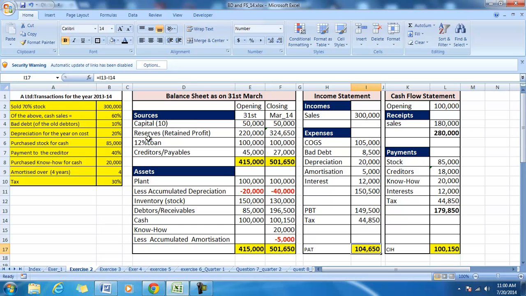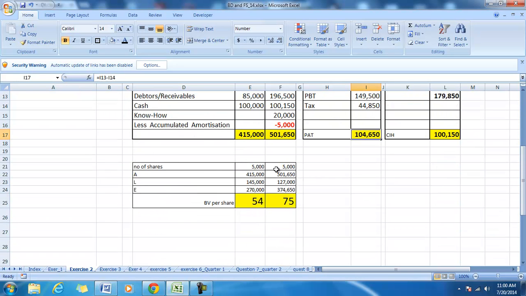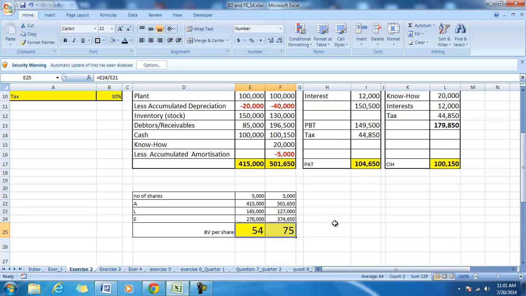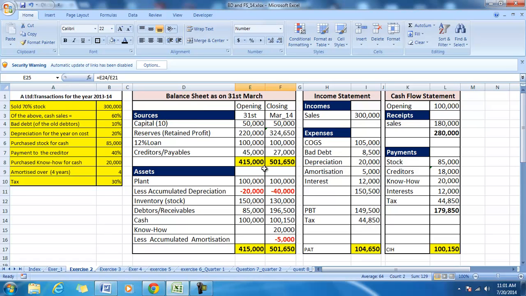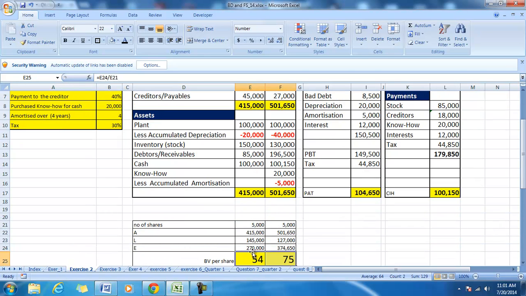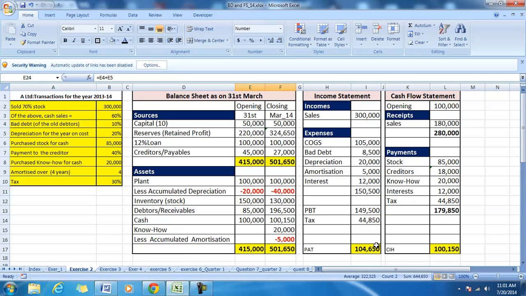Now what is the effect of these transactions on the book value of the firm? We can see that the book value of the firm has increased. An increase in the book value is due to the profits that they made during the period, and the profit has not been distributed, and the entire profit has been retained. We can see that the change in equity is due to the profit that the company has earned and retention of that profit.